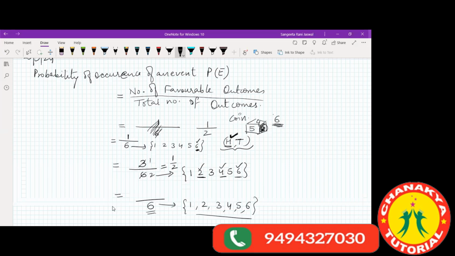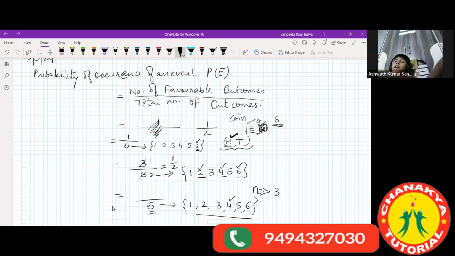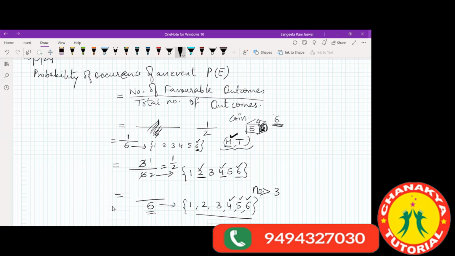Now my favorable outcome is that I should get a number greater than 3. So greater than 3 are how many numbers? 4, 5, 6. Are you understanding? So these are how many numbers? 3. So I'll write 3 by 6 here. Get it? So 3 by 6 again can be reduced to a simpler form. 3 1s are 3 and 3 2s are 6. This gives me 1 by 2.